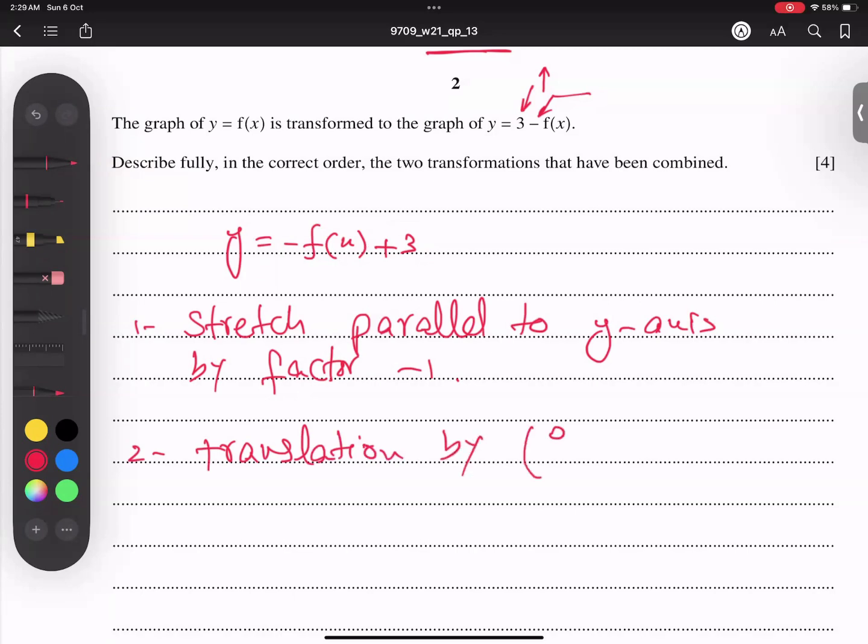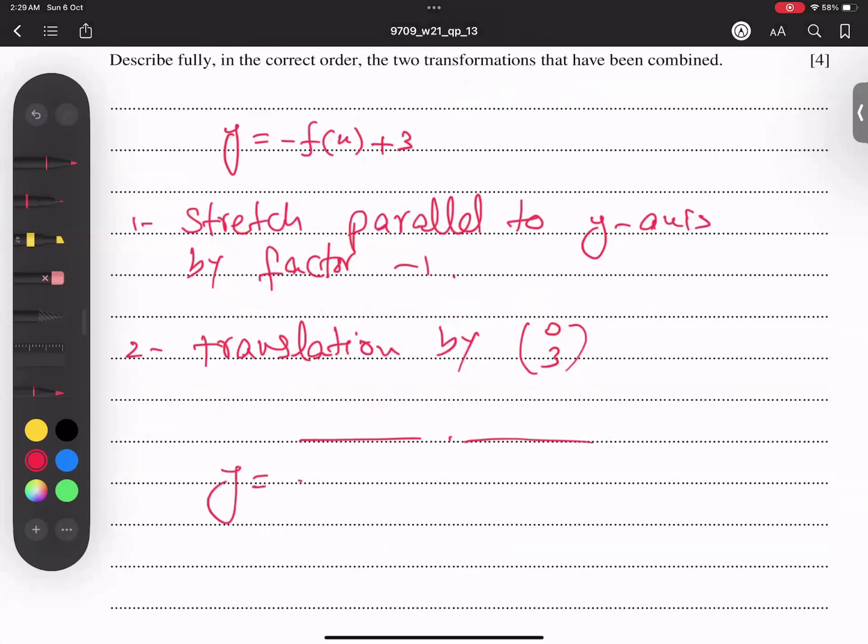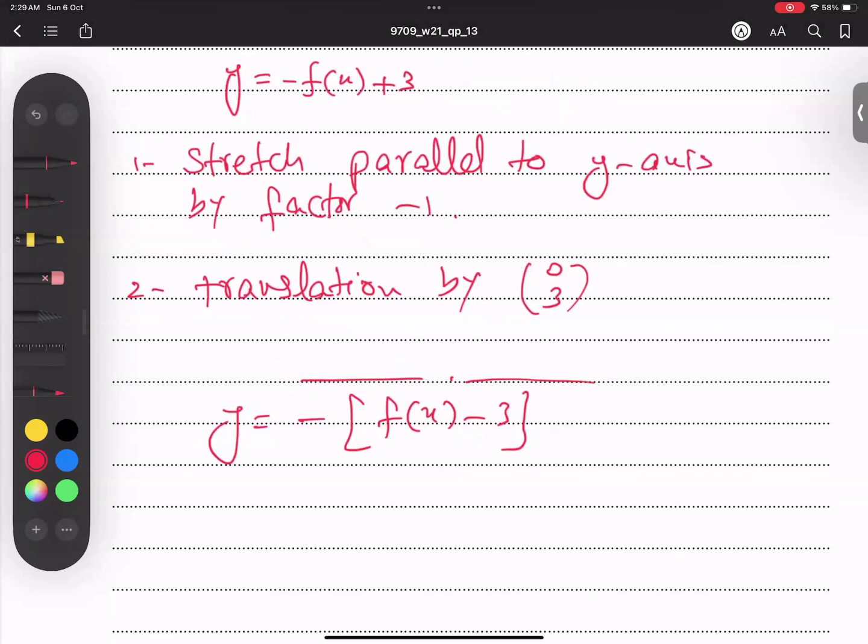by 0, 3. Second option we have: if I take the negative common throughout, I get this form. If I get this form, what is this now? In this sense, we can say this is a translation, BODMAS property. So when we have a bracket given, we always first deal inside, then deal outside. So what is number 1? Inside translation by 0, -3. And number 2, what is this outside?